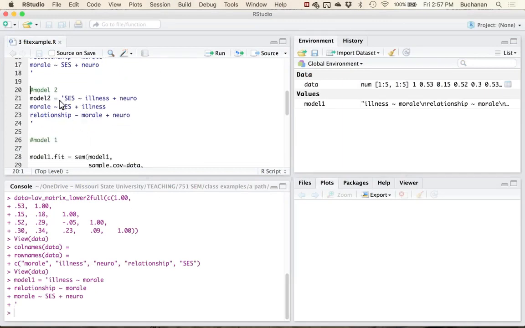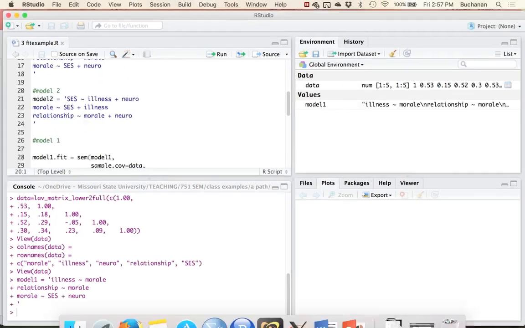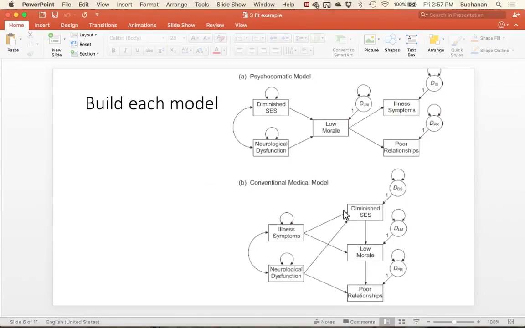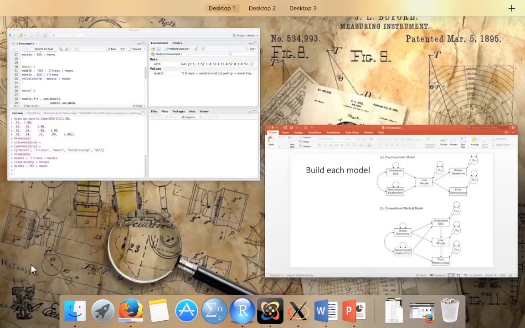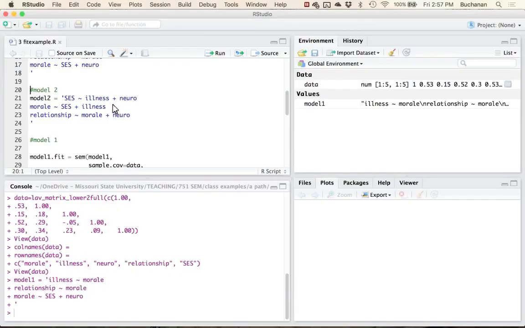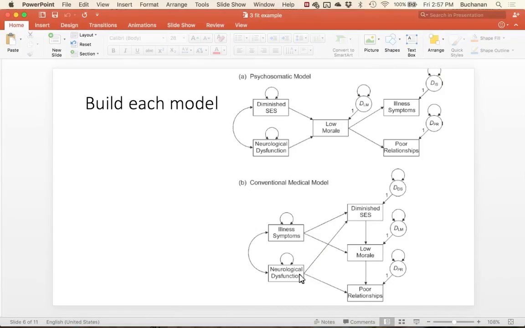Model 2 is that SES is predicted by illness and neuro. So I've got SES. So I started at the top. These two arrows. Morale should be predicted by illness and SES. Morale, SES plus illness. And the order doesn't matter. And then relationships predicted by neuro and morale.